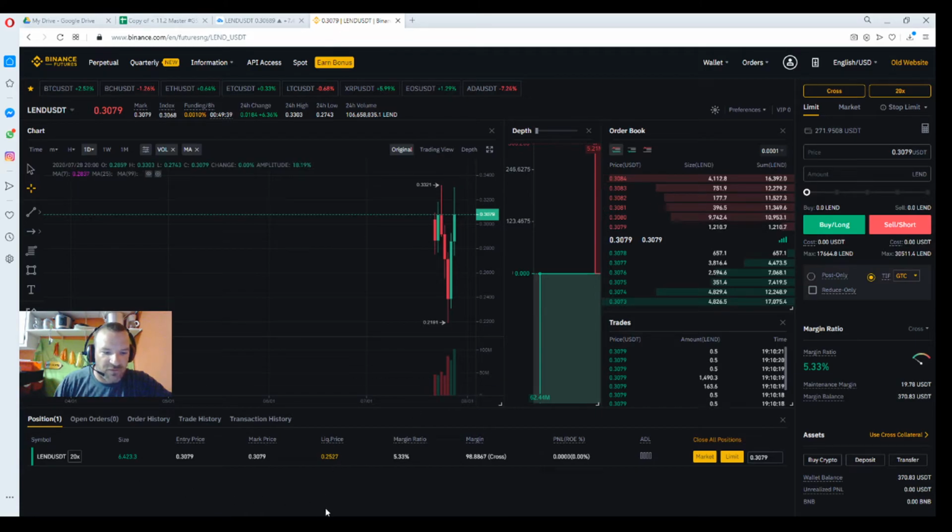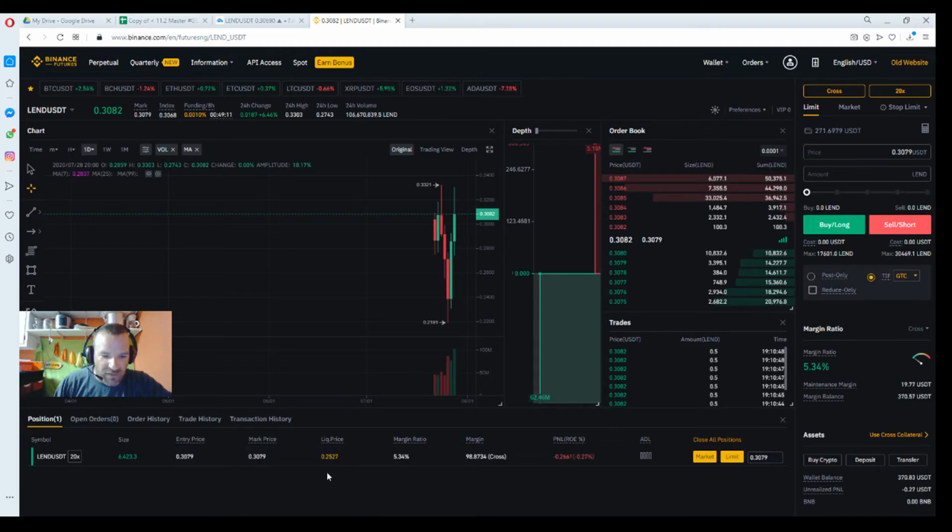So the first thing you're going to notice is at the bottom you have my trade info. Okay, so I've got Lend at 20x, which was up here, right? I've got the amount of Lend that I've traded here, 6,423, is actually only $100 worth, so it's much less than that. Okay, but that's the way this works. So entry price of 30.79. That's exactly where it's at right now, 30.79.